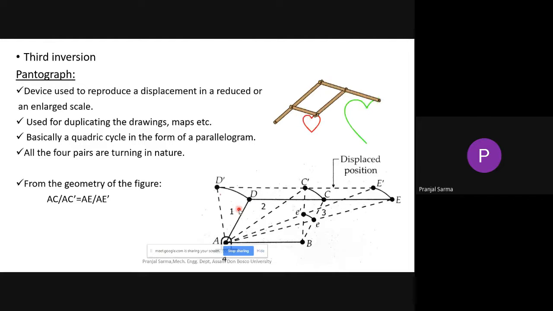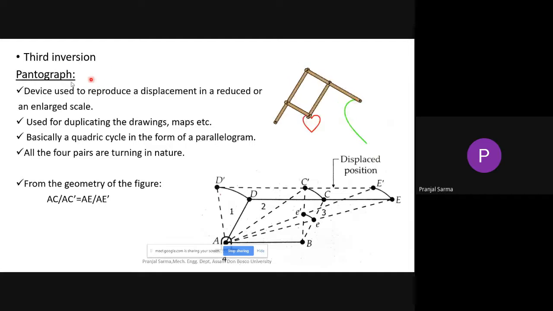So now the third inversion of the four-bar mechanism has its application in the pantograph. This is a very interesting kind of device, and it is generally used to reproduce a displacement in either a reduced or an enlarged scale. Reduced scale means that if you have any reference diagram, reference map, or reference motion, it can be traced and duplicated either in a bigger size or in a smaller size, as per the size constant of how you design this particular pantograph mechanism.